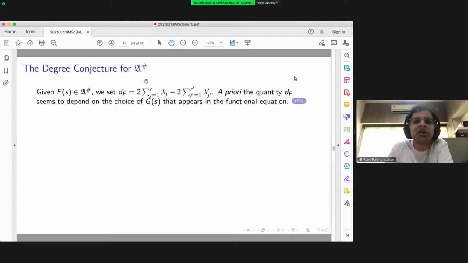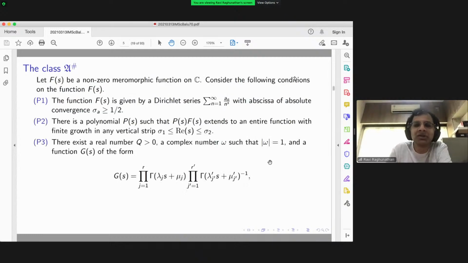So we came across this quantity twice the sum of lambda j minus twice the sum of lambda j prime prime. We came across this because the second term was 0 in all examples. And this quantity we call d_f. These numbers of course come from the functional equation. And a priori, the quantity d_f, which by the way I will call the degree, seems to depend on the choice of G(s) that appears in the functional equation. So just to remind you, this is what G(s) looks like. It appears in the functional equation, right?